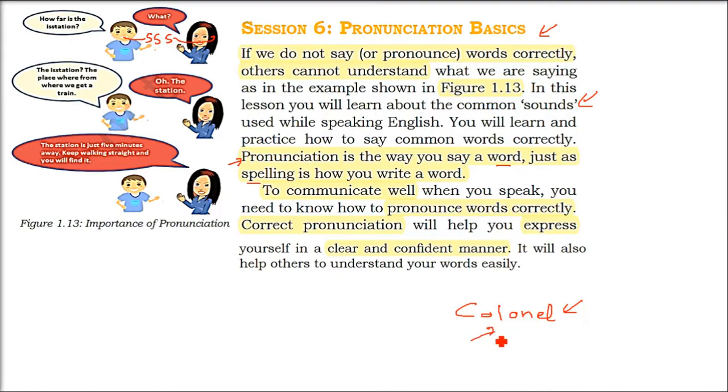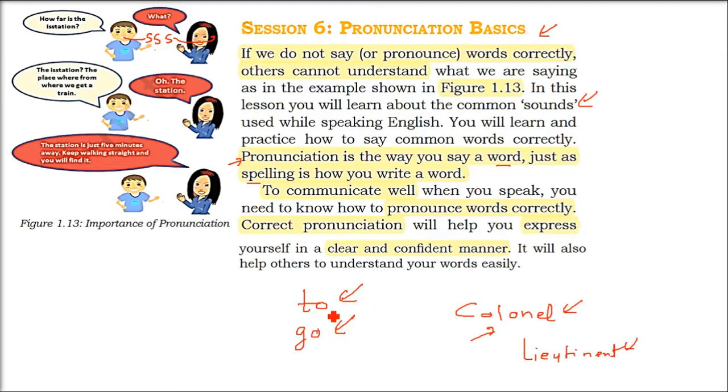What is this word? The normal way will be colonel. No, it's pronounced as colonel. Now, what is this? Lieutenant. But it is not lieutenant. The pronunciation is lieutenant. It is colonel. So sometimes the way we write is not the way we speak. And the way we speak, sometimes it's vice versa.